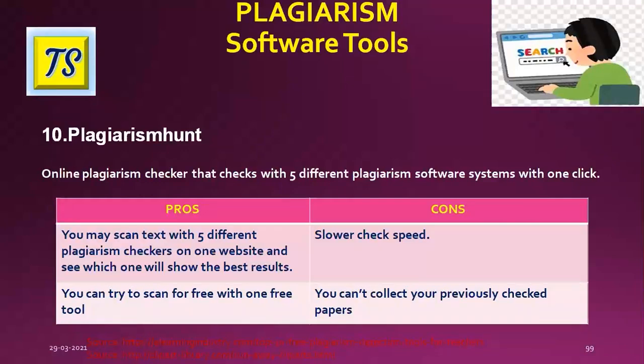Its speed is slow. When comparing to other checkers, its speed is very slow. You can't collect your previously checked papers. Note this point. Many plagiarism checkers, if there is a provision to upload your document, you must be aware. Once you upload, you can't get it back. Can you understand what will happen? When you go for submitting your results, it will show the similarities because the same document is already uploaded. It is a time-consuming process to give explanations.